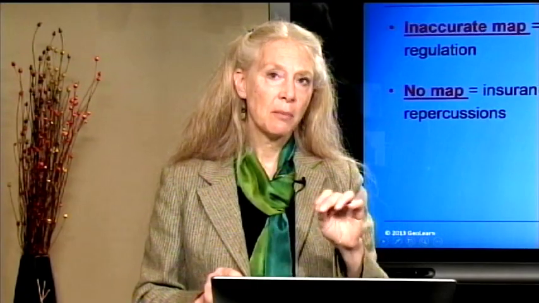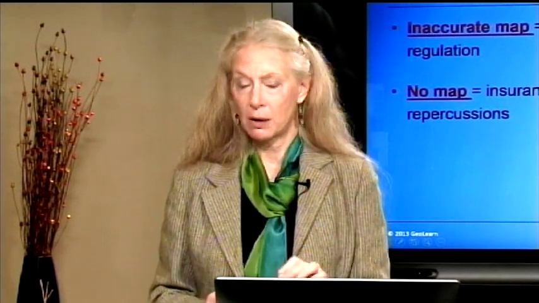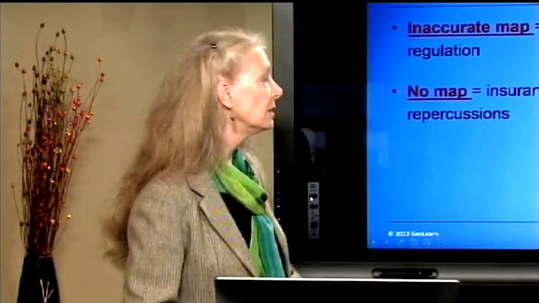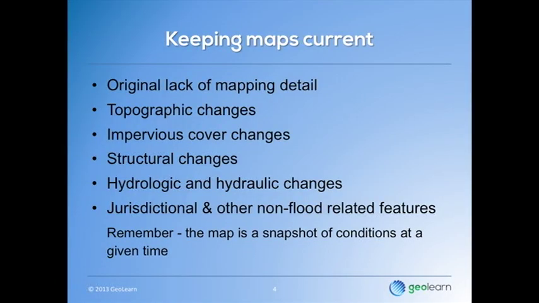So if an area is not mapped, people can buy flood insurance if it's within a participating community, but they may not be insured correctly. If they don't carry insurance and they are affected by a nationally declared disaster, they may not be able to participate in any of the disaster assistance that's generally available. Similarly, if a structure is inappropriately regulated.